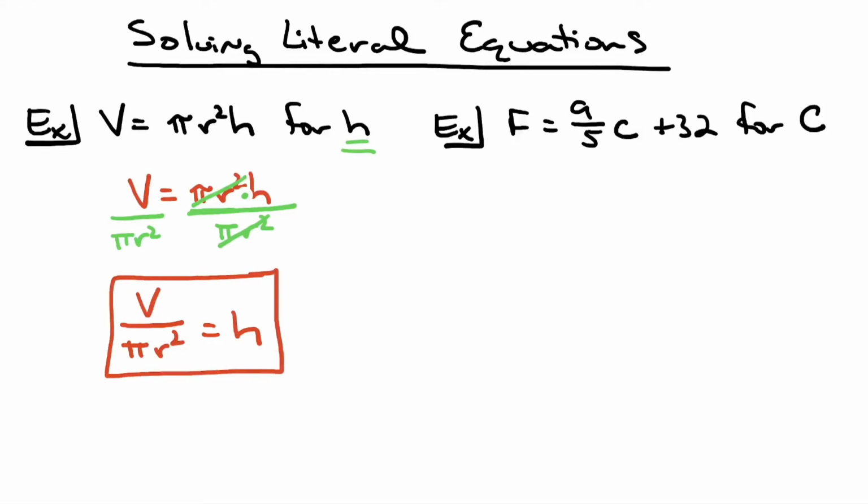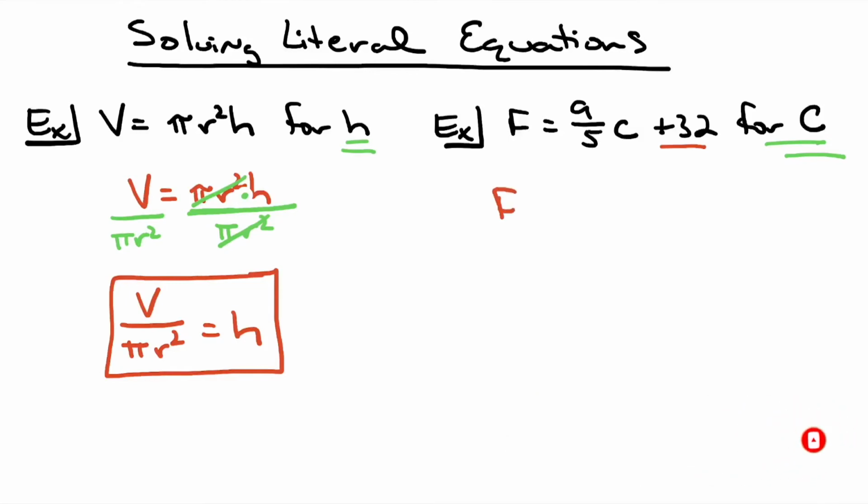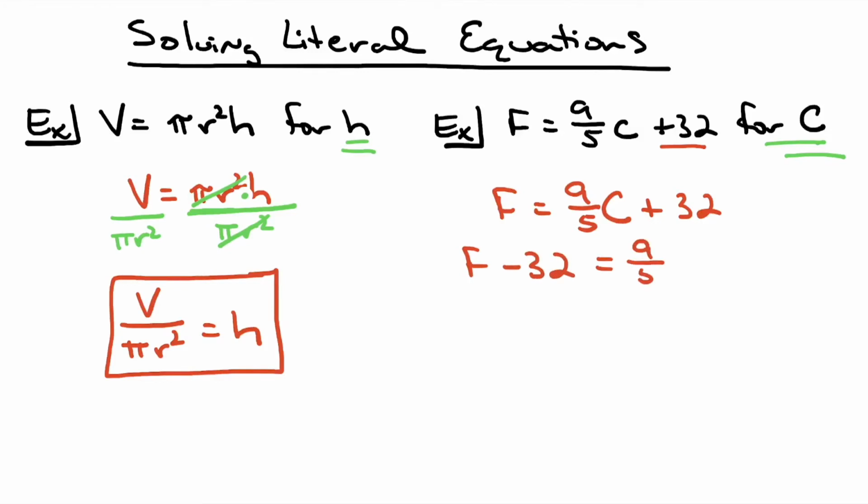Now on this second one, I am trying to solve for c. I'm going to start by isolating it, moving everything else to the left-hand side of the equation. So I'm going to subtract this 32 from both sides. I'll start with the original equation, capital F is equal to 9/5 c plus 32. We're going to subtract 32 from both sides of the equation. So F minus 32 is equal to 9/5 c.